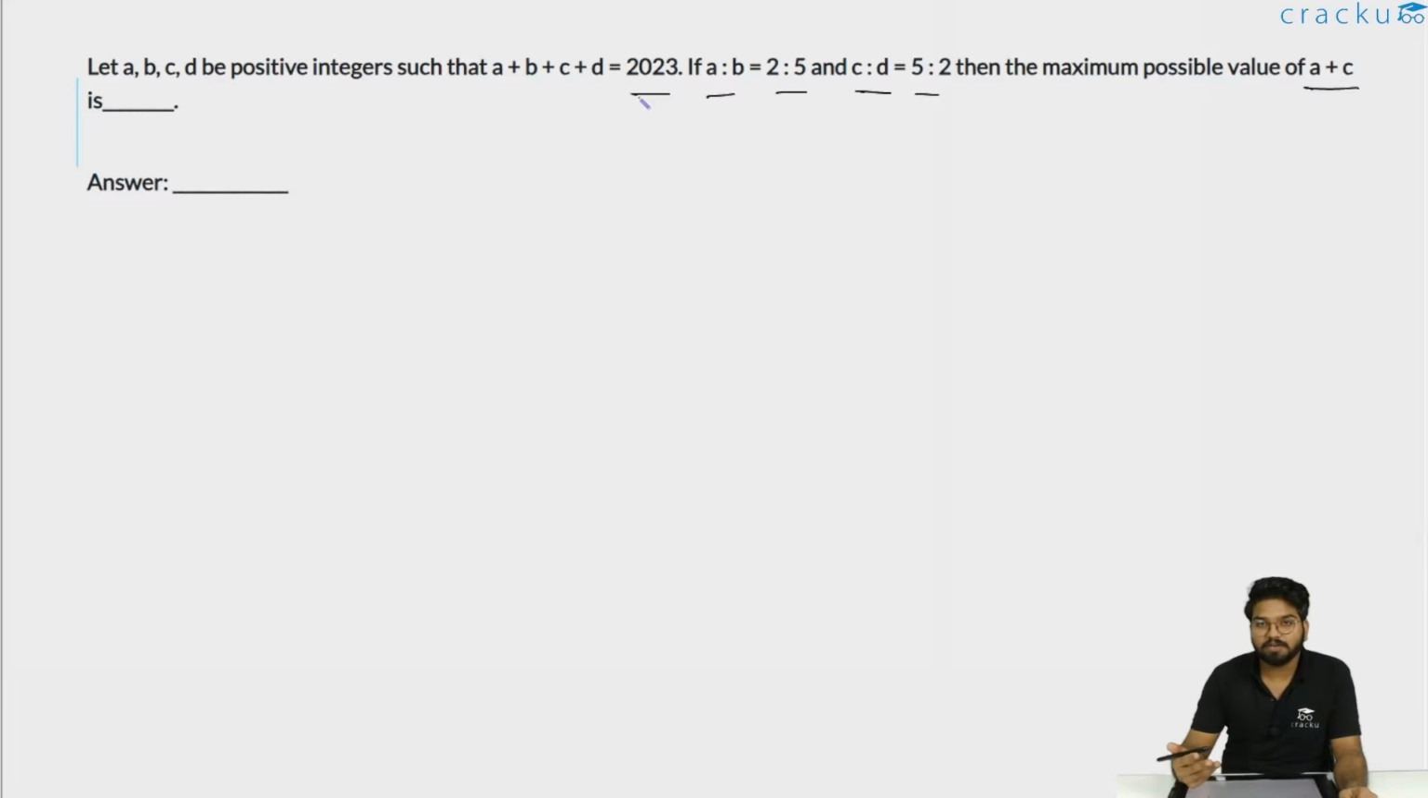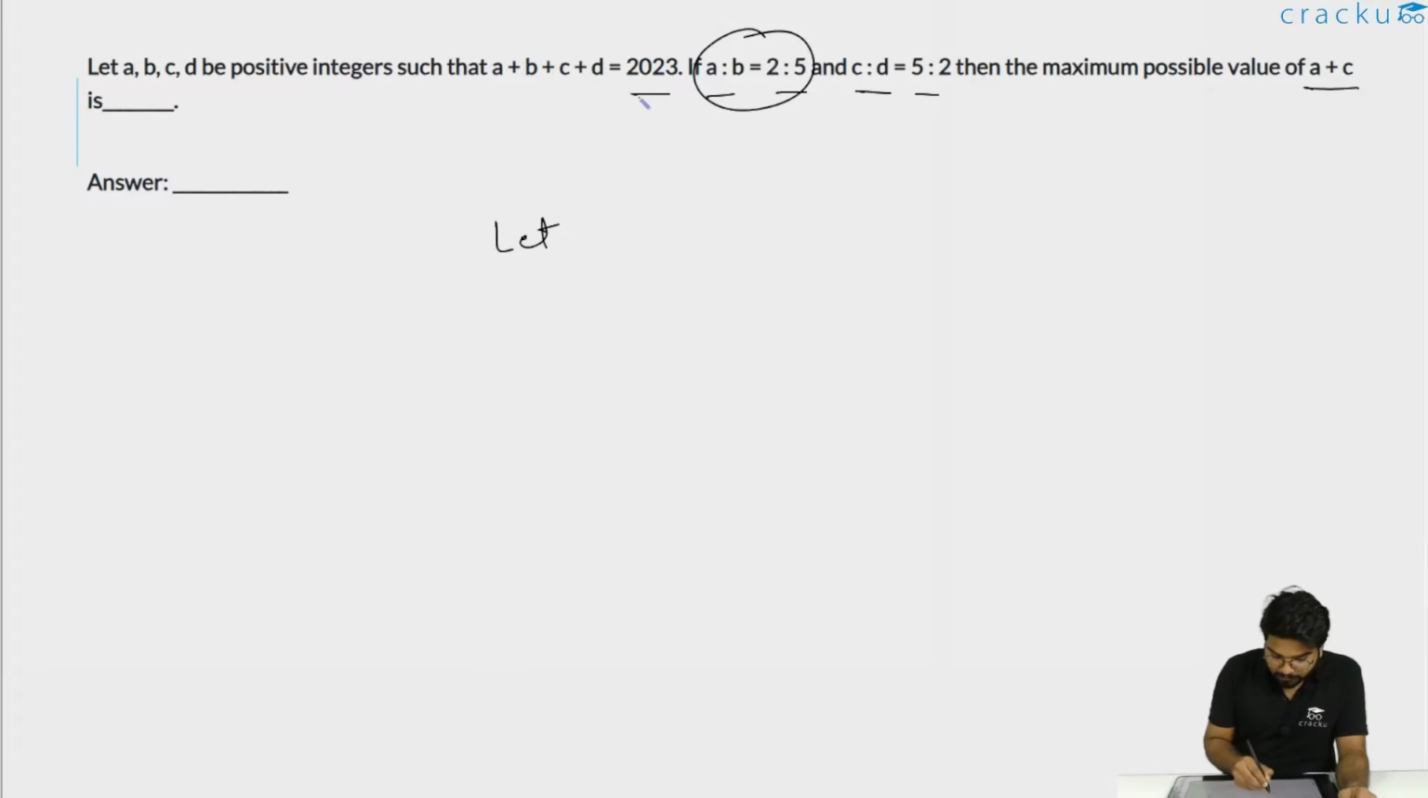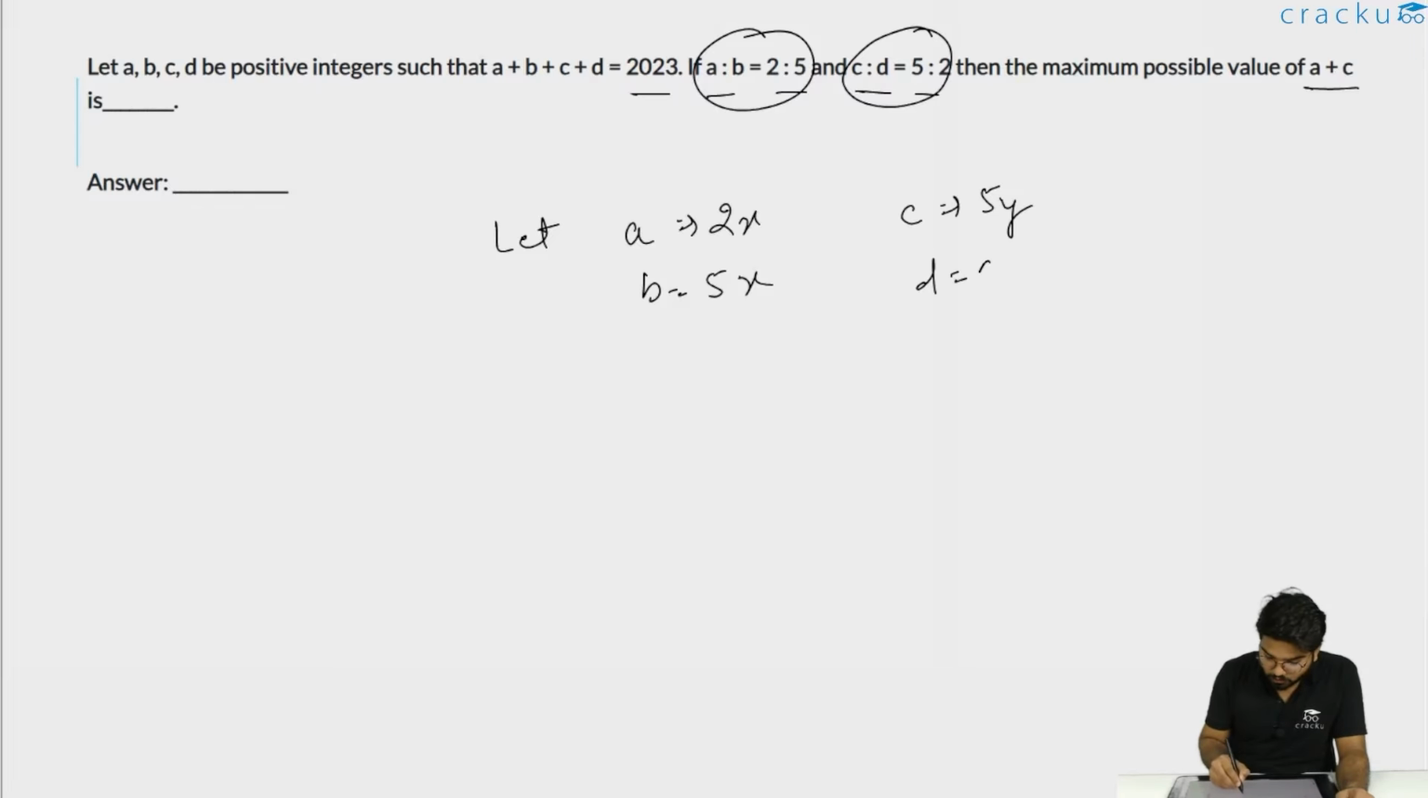Now you know that whenever we are given the ratio, we assume that there could have been some constant value which was a common multiple of both. So we multiply with that. We are given the ratio of A and B as 2:5. Let's assume the constant value to be X. So we have A is equal to 2X and B is equal to 5X. Similarly, we are given the ratio for C and D. Let's assume the constant multiple is Y. So we get C is equal to 5Y and D is equal to 2Y.